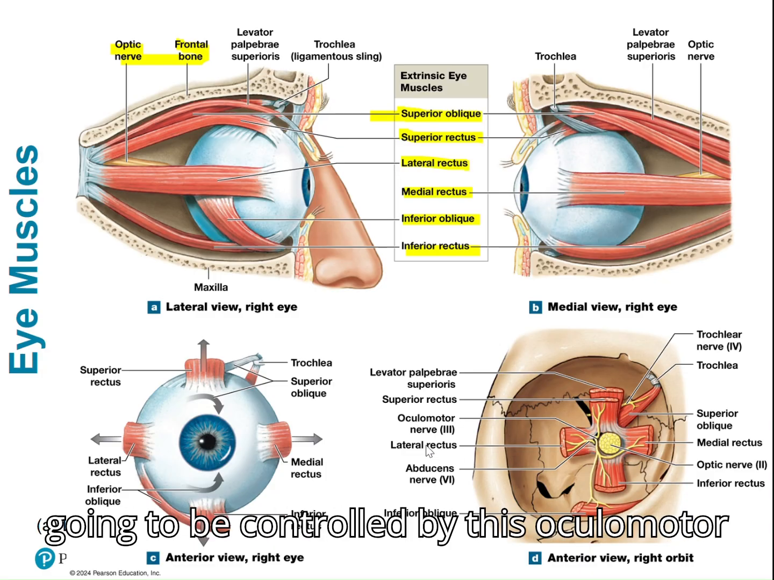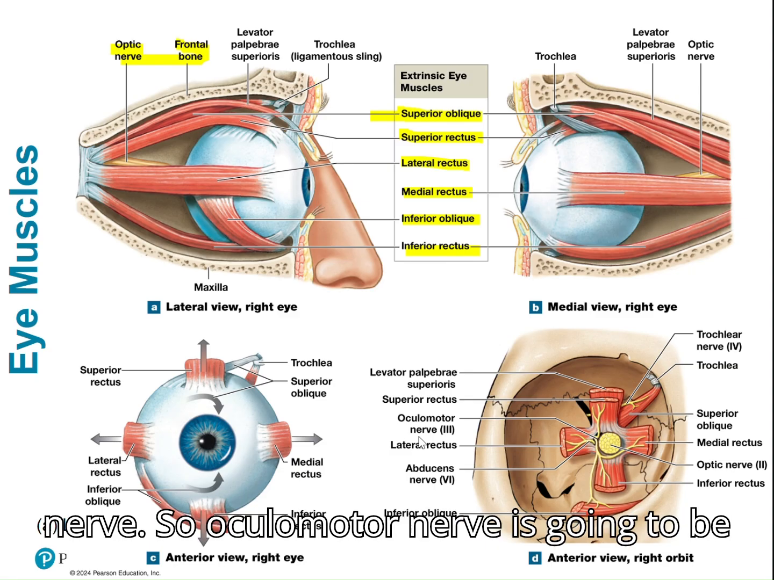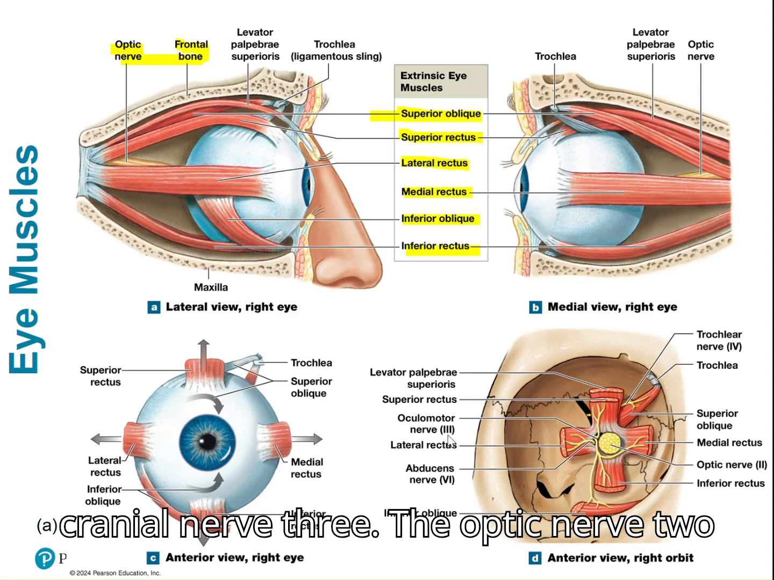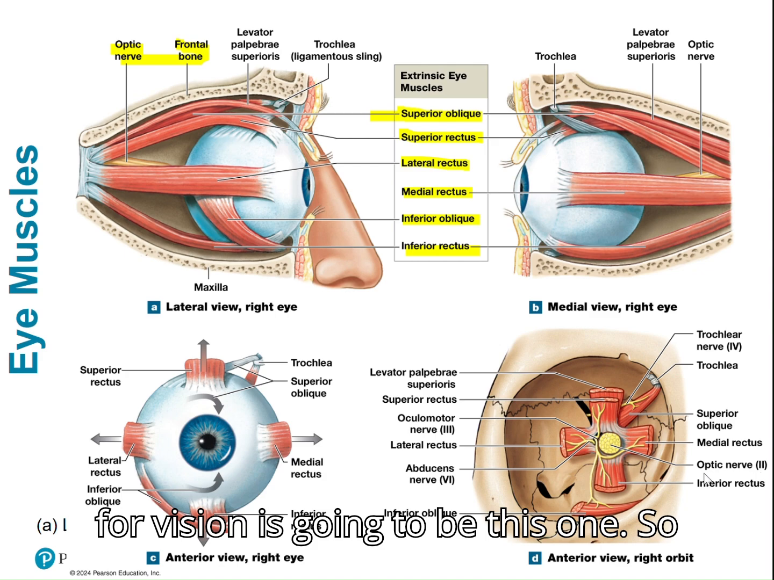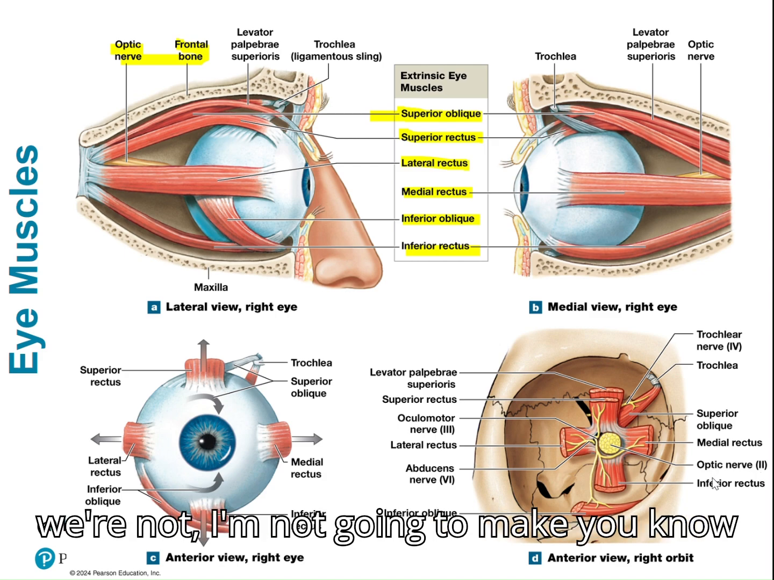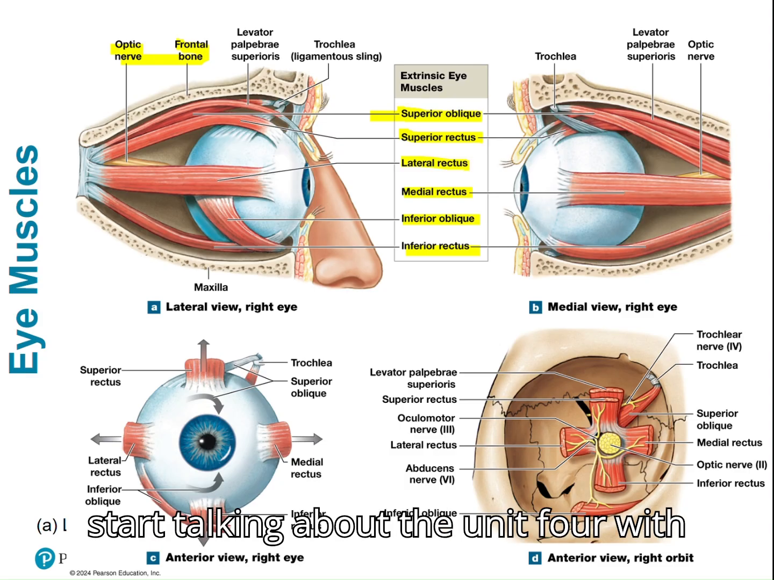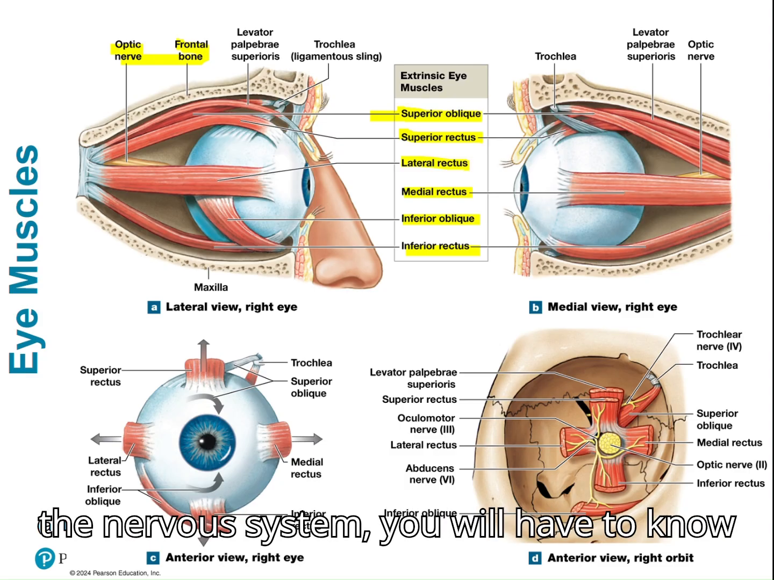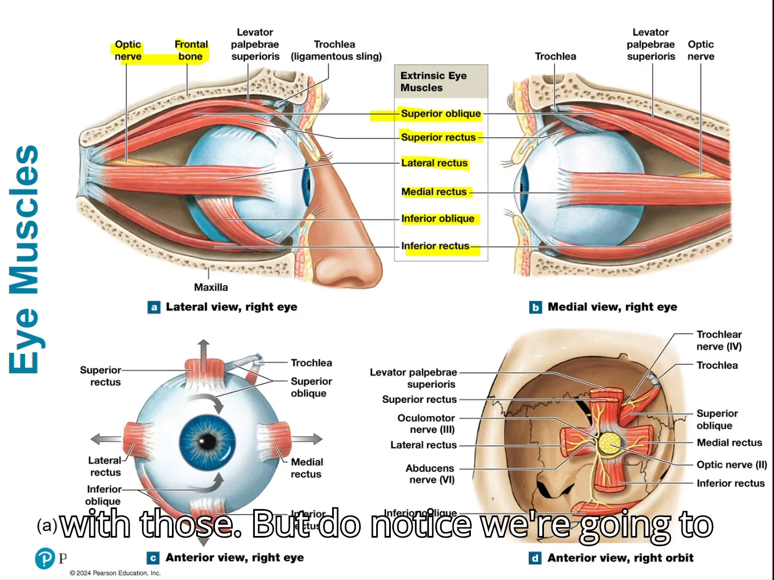These muscles, though, are going to be controlled by this oculomotor nerve. So the oculomotor nerve is going to be cranial nerve 3. The optic nerve, for vision, is cranial nerve 2. So I'm not going to make you know that for this test, but later when we start talking about unit 4 with the nervous system, you will have to know some of the cranial nerves associated with those.